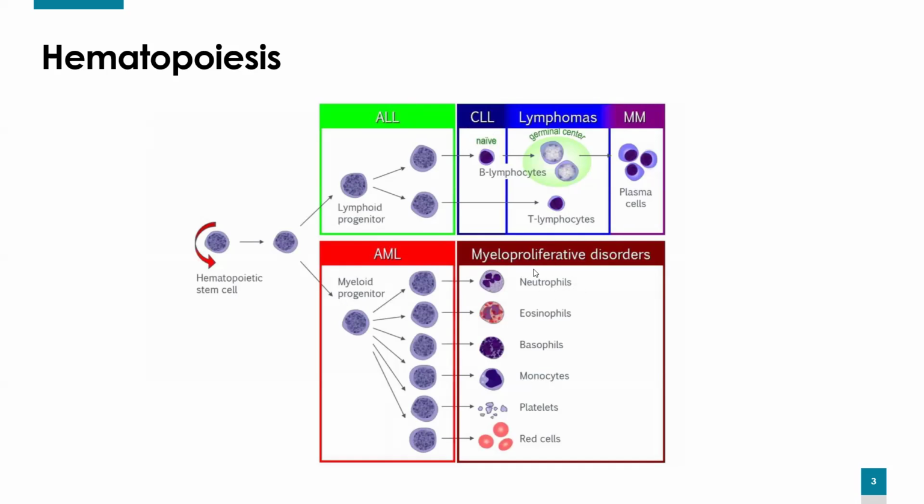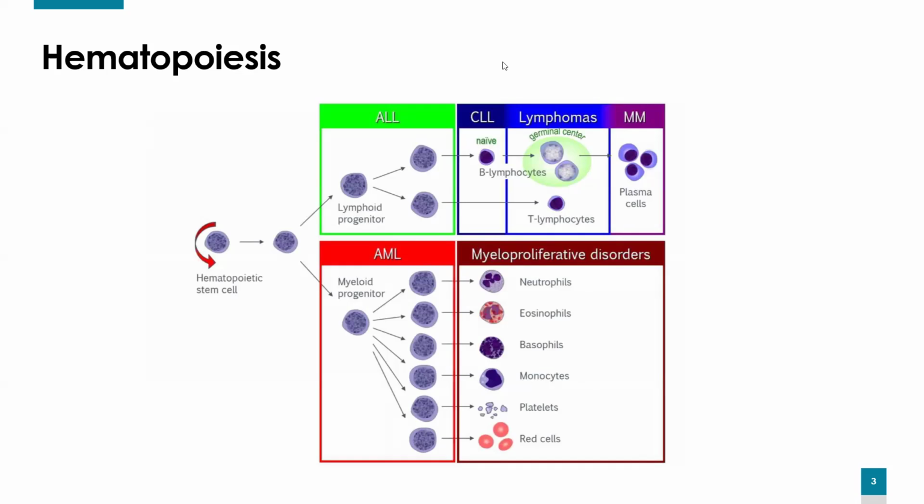So CML is part of this maroon box. I don't know what color this is, but this maroon box is basically the myeloproliferative disorders. And of the myeloproliferative disorders that you see, the myeloproliferative disorder of WBCs is CML.